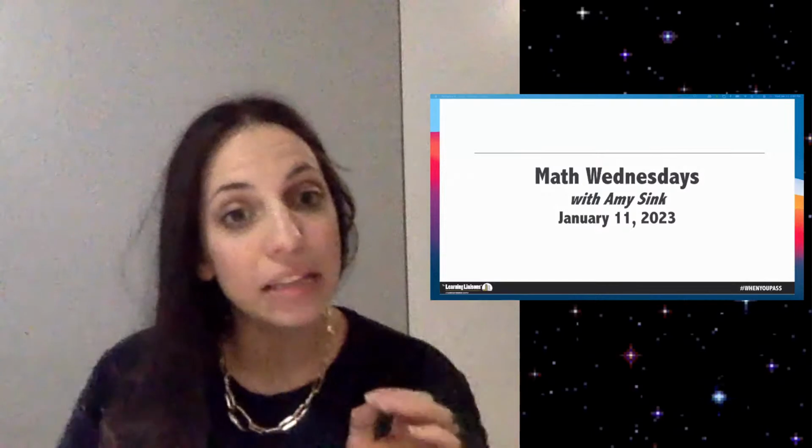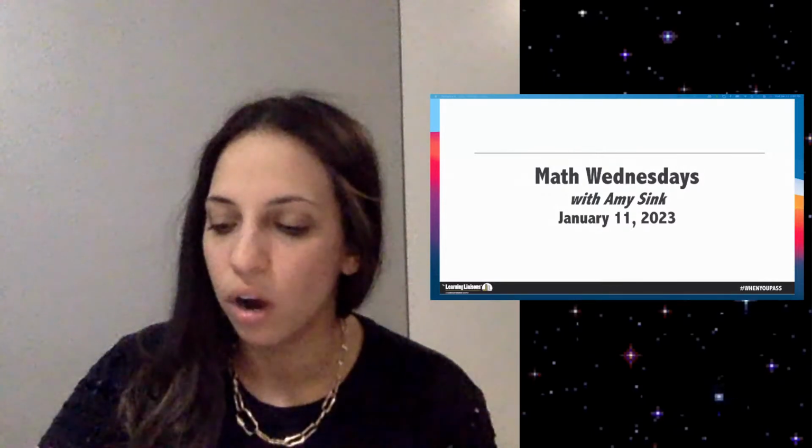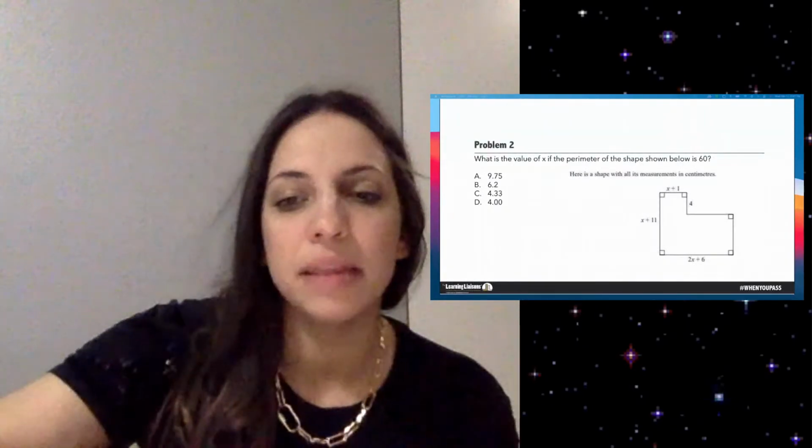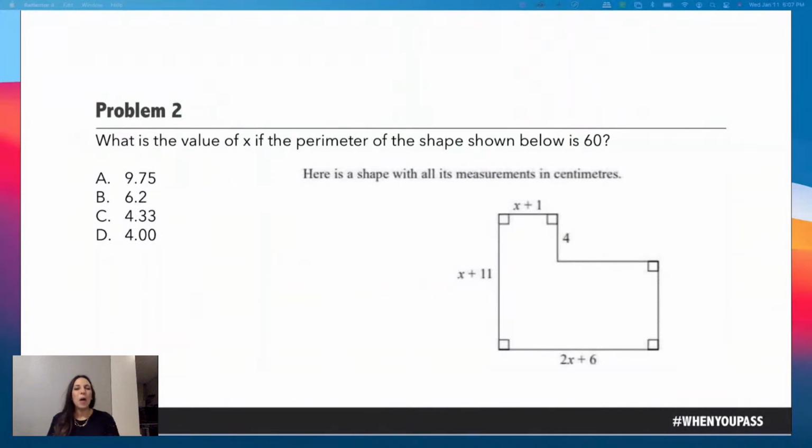All right, let's go ahead and get started with our first problem for tonight. What is the value of x if the perimeter of the shape shown below is 60? So this is very similar to a problem we did last week, with the exception that last week it said, what is the perimeter of the shape? But in this case, they are saying, what is the value of x?